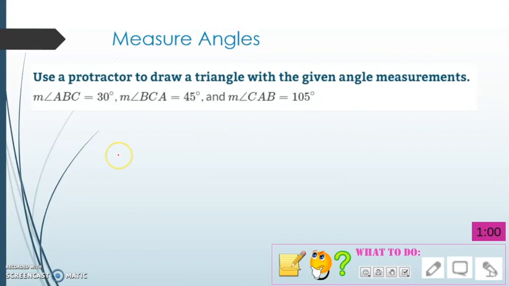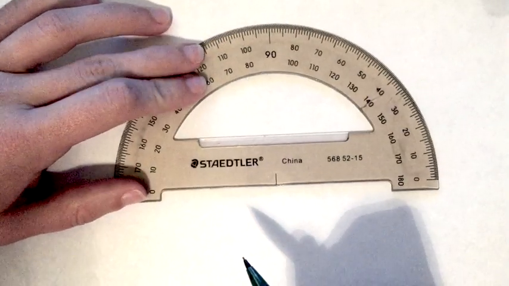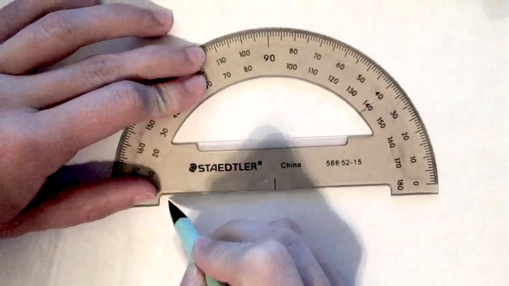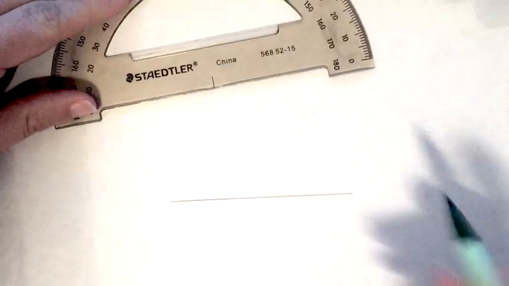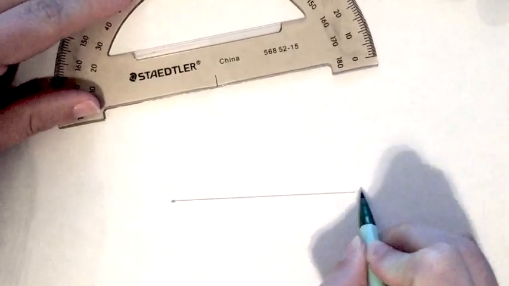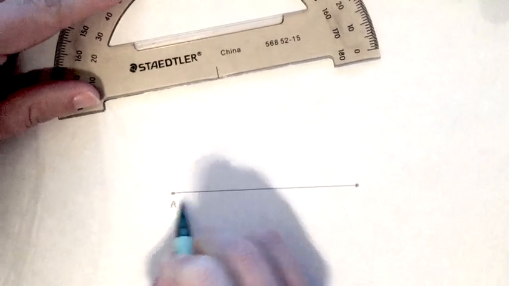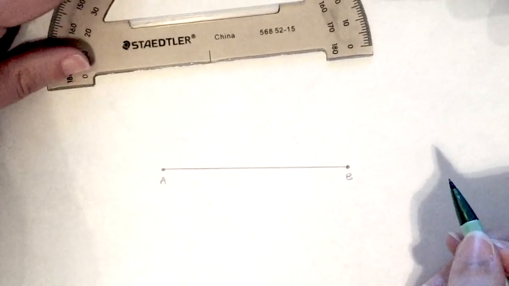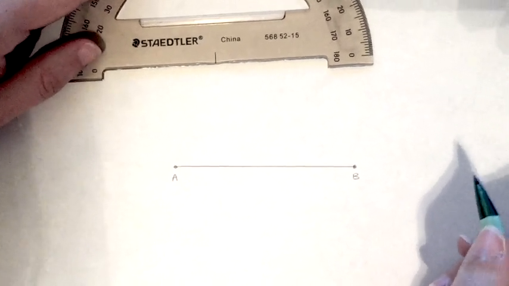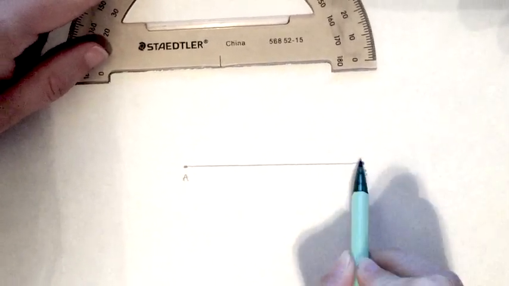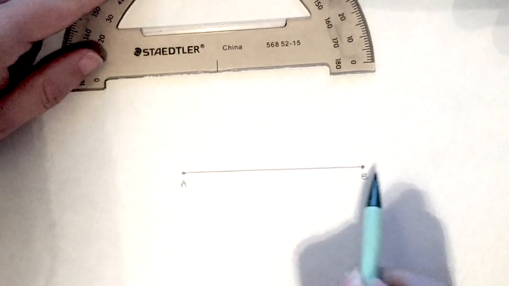So let's try using a protractor to draw a triangle with the given angle measurements. If you're going to draw a triangle, you can just start with one line on your paper, any size, wherever you want to put it. Boom, done. And then I'm going to label the end points A, B. It says next that the measure of angle ABC needs to be 30 degrees. Well, here's A, here's B, which needs to be the vertex of your angle.